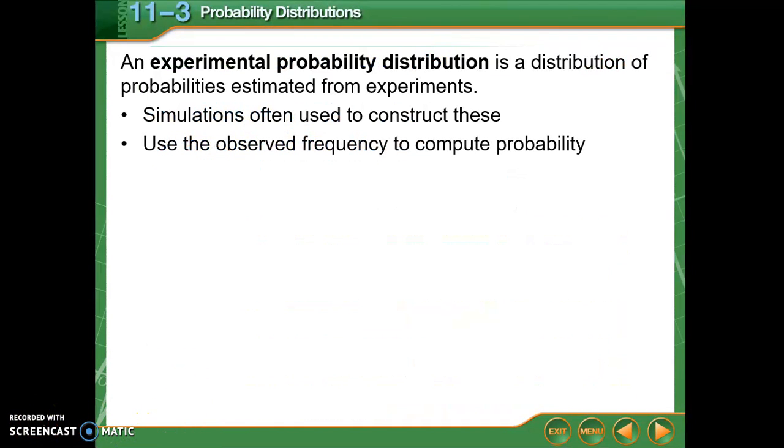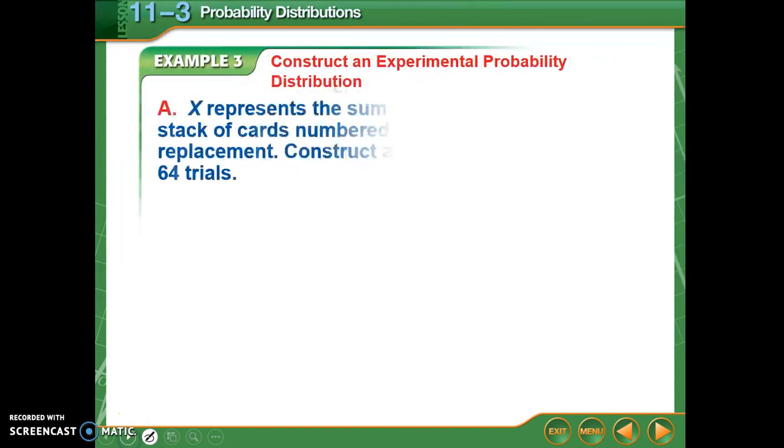All right, so that was theoretical probability. Experimental probability comes from actual experimentation, so it's real data that we gather. We often use a simulation to construct these. You guys did these in 9th grade when you did some probability simulations and you took the experimental probability based on that. So we actually observe the frequency and then we get the probability from what we see, not from what we think should happen.